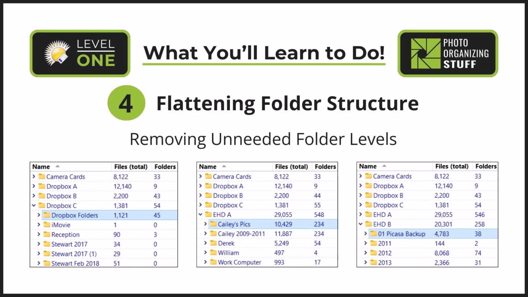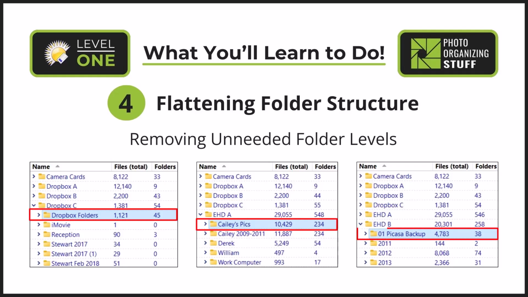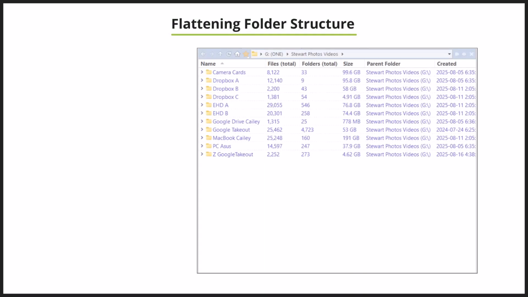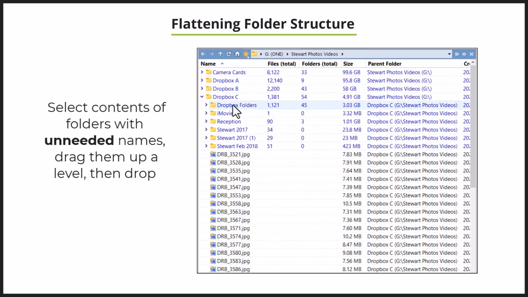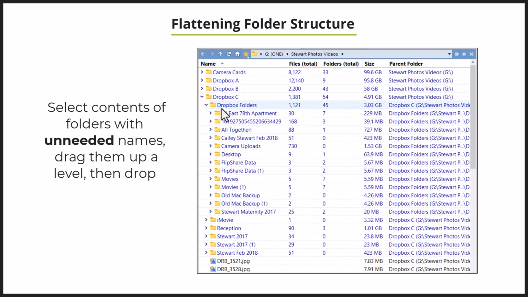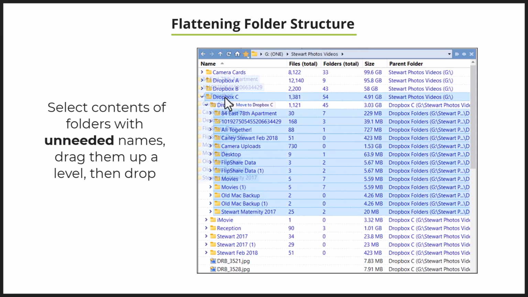While it's important to preserve folder structure, you can and should get rid of unneeded folder levels by moving folders and files out of folders whose names add no value to the collection. Expandable folders really help with this task. Open a folder with an unneeded name, select the contents, drag them up a level, and drop.